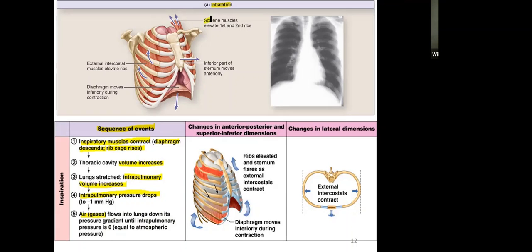The scalene muscles are going to elevate the first and second ribs. So the scalene is going to elevate. The inferior part of the sternum is going to move anteriorly.